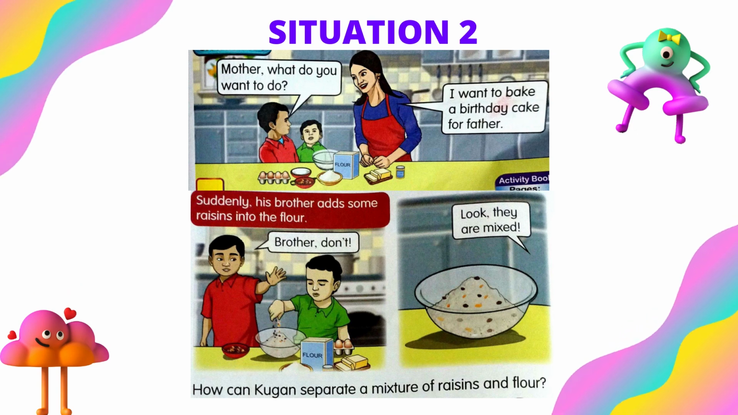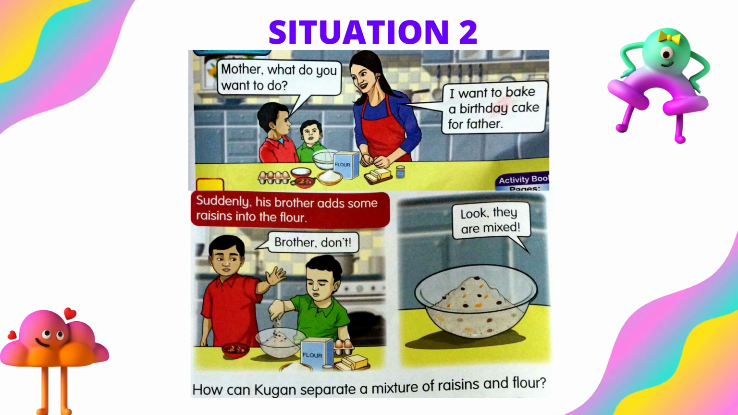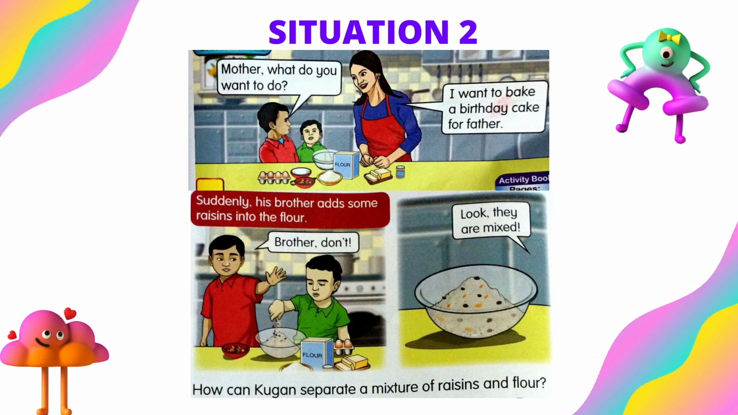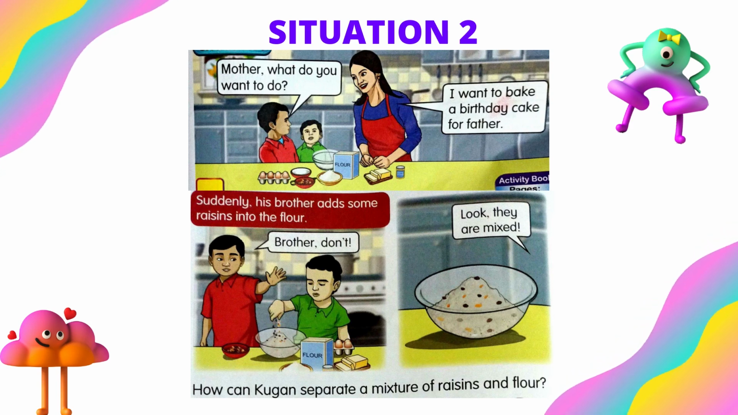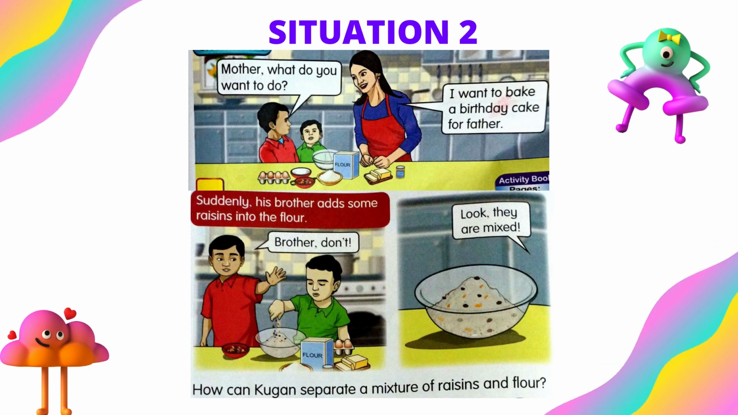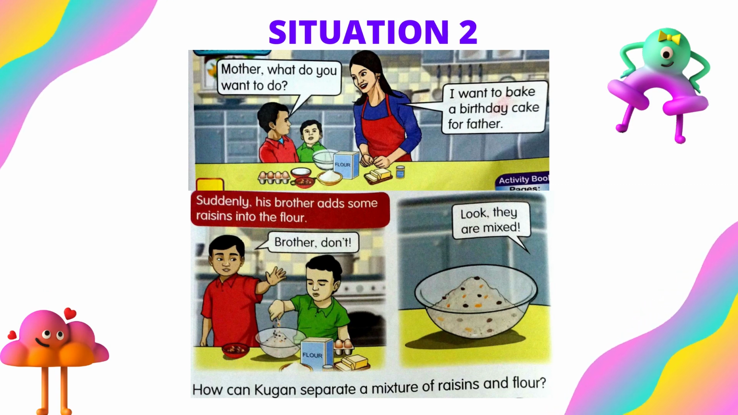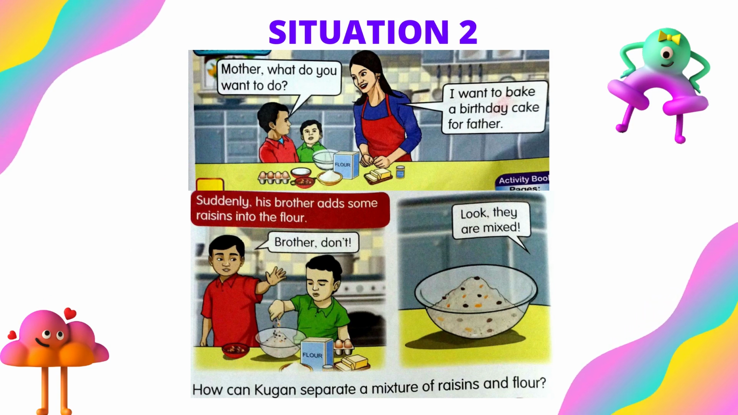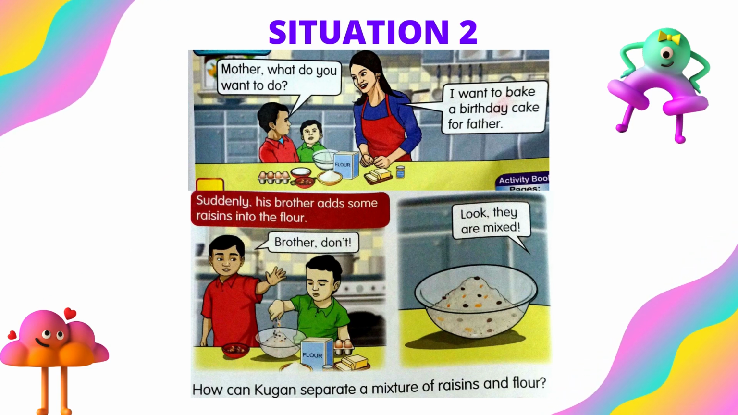Second, situation 2 between Kugan's brother and his mom. Mother, what do you want to do? I want to bake a birthday cake for father. Suddenly, his brother dropped some raisins into the flour. Brother, look, they are mixed. How can Kugan separate a mixture of raisins and flour?